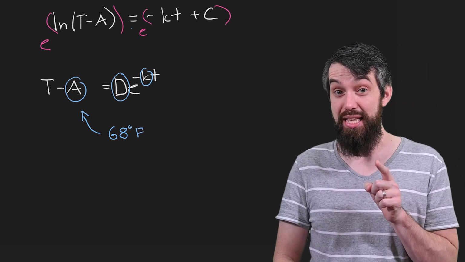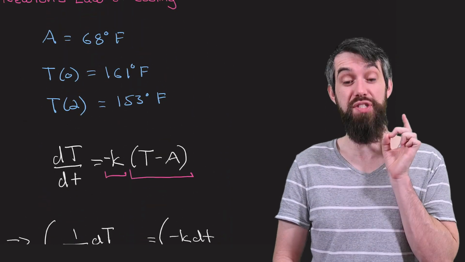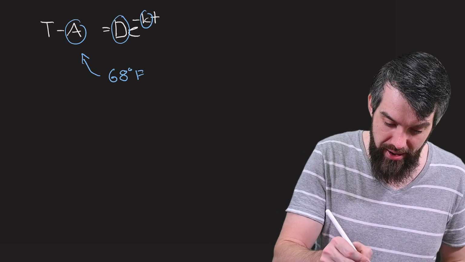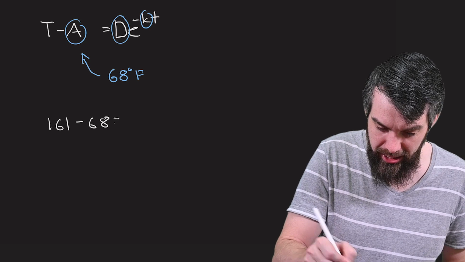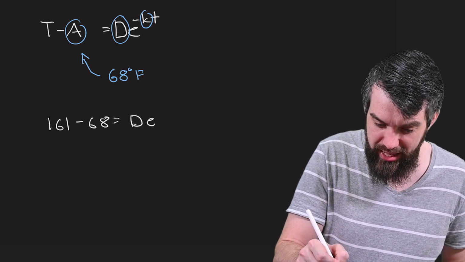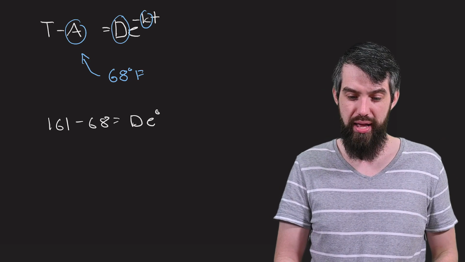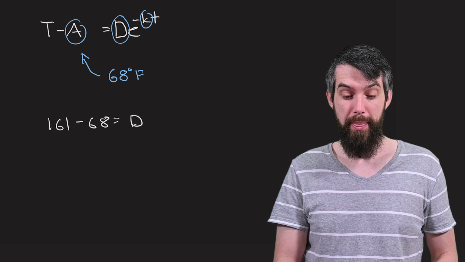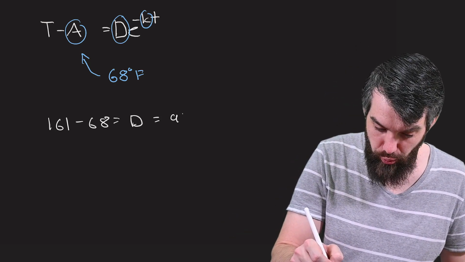To figure out the d, I could plug in the initial condition that we'd seen at the beginning, that T of 0 was 161 degrees Fahrenheit. So let me try that. T of 0 was 161 minus 68 is equal to d times e to the k times 0. I don't know what k is, but it doesn't matter, it's multiplied by 0. And e to the 0, in fact, I can even erase it because it's just equal to 1. So now I know that this d here is equal to, well, 93.